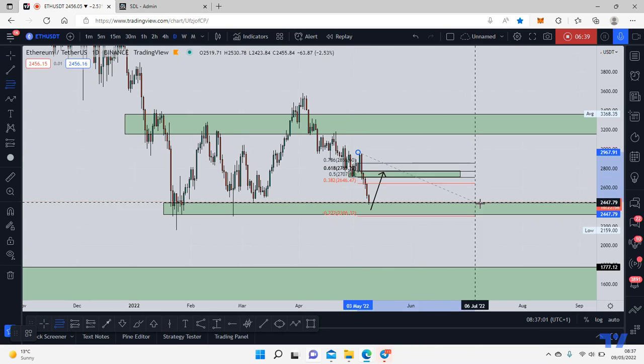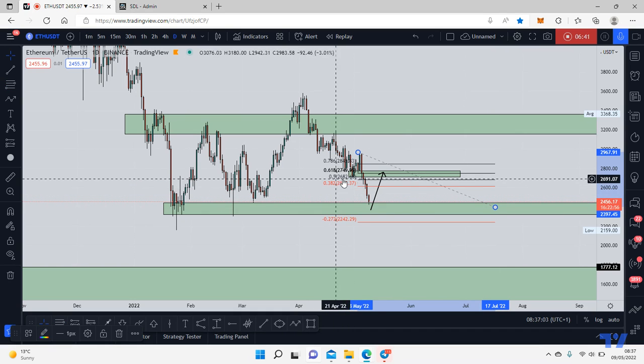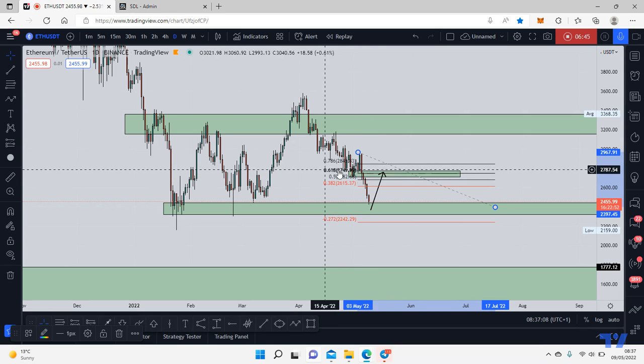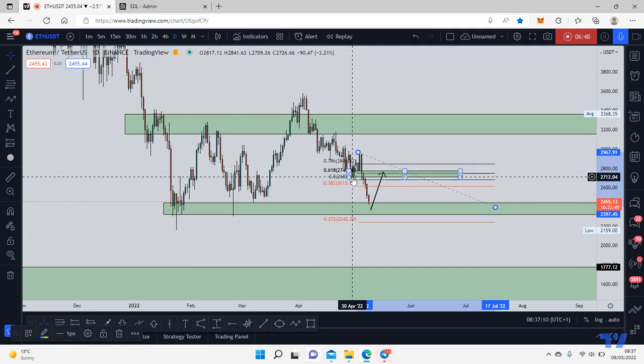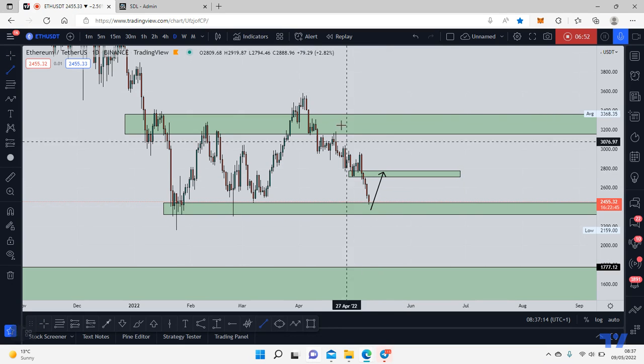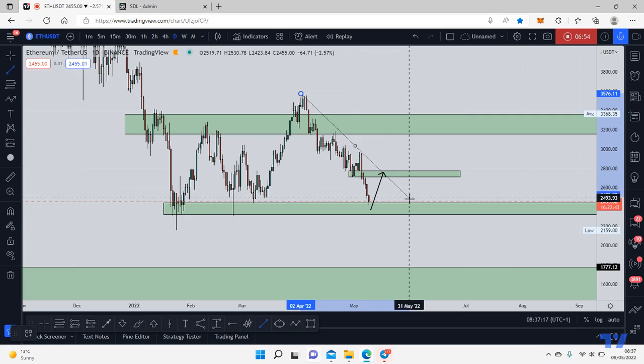As I said, we do expect the corrective move. If we take our fib from the high to the low of the daily impulse, we can identify that 0.618 from a daily retracement perspective lines up beautifully with this area of previous daily support, which will act as resistance. So here is where we will be monitoring the market very closely.